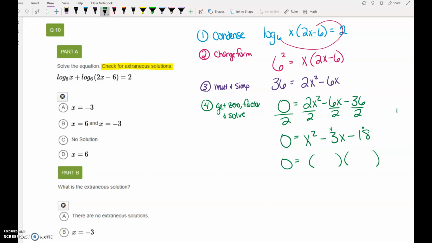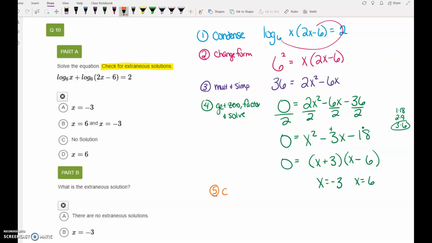If you need to write them out, 1 times 18, 2 times 9, 3 times 6. We need numbers that are going to add up to negative 3. That would be 3 and 6. So x plus 3, x minus 6, which means our solutions are negative 3 and positive 6.